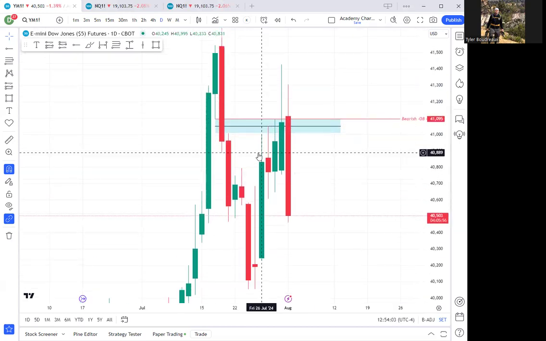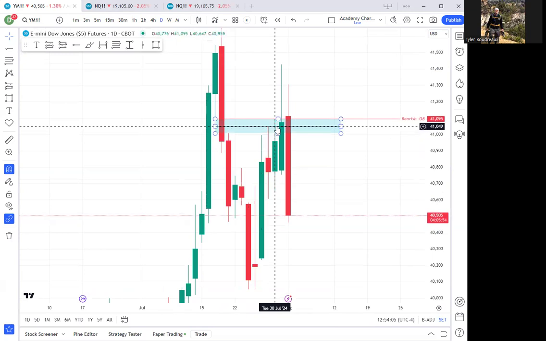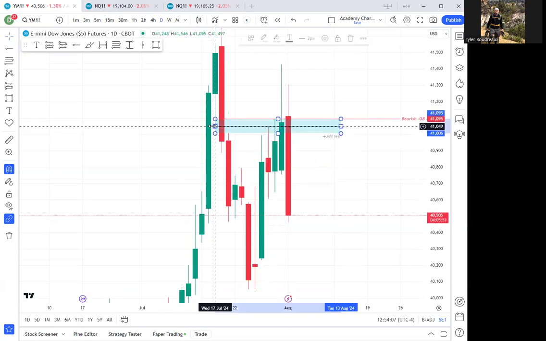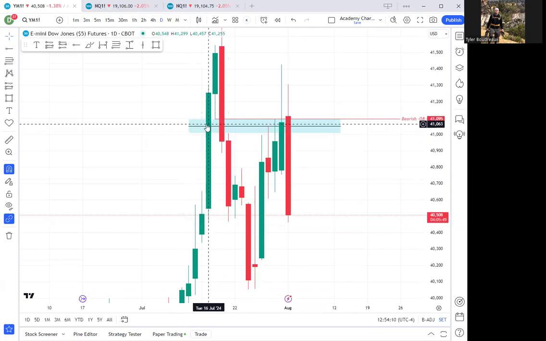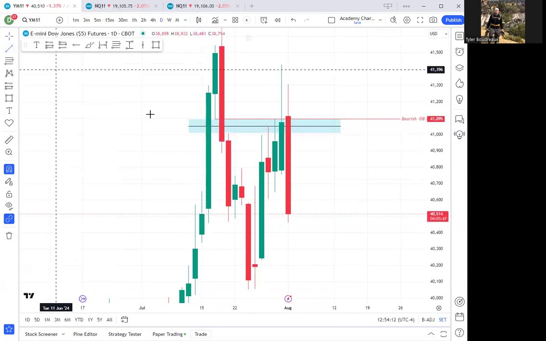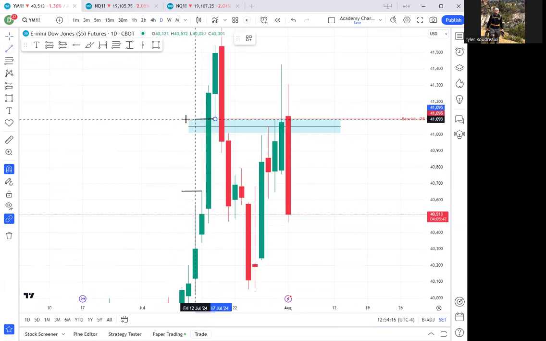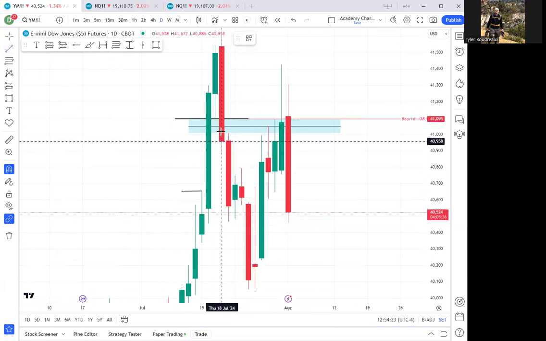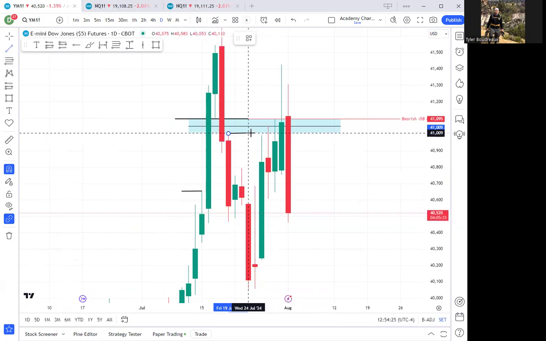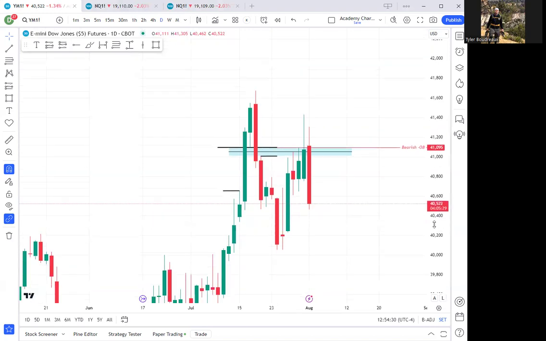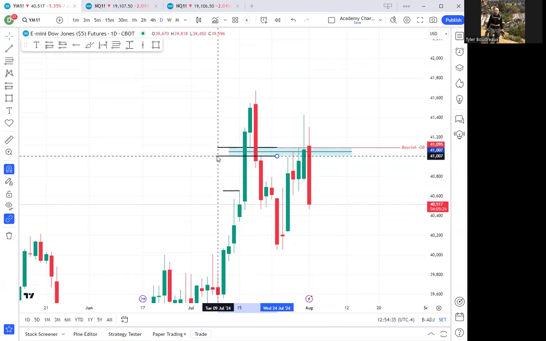Now, this is a little bit more unique than just a typical fair value gap because you also had one here. So it makes this a balanced price range because you had a gap from this candle to this candle. And you also had a gap from this candle to this candle. So that creates a balanced price range between here. Now, price is going to want to come back to this balanced price range. That's why they're important. We always want to see them try to come back.